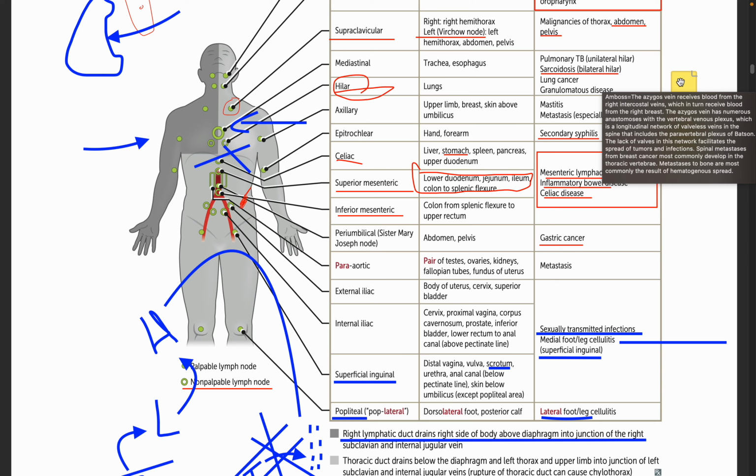In EMBOSS, I just got a point that the azygous vein receives blood from the right intercostal vein, which in turn receives blood from the right breast. The azygous vein has numerous anastomoses with the vertebral venous plexus, which is a longitudinal network of valveless veins in the spine that includes the paravertebral plexus of Batson. The lack of valves in this network facilitates the spread of tumors and infection. Spinal metastasis from breast cancer most commonly develops in the thoracic vertebrae. Metastasis to the bone most commonly results from hematogenous spread.